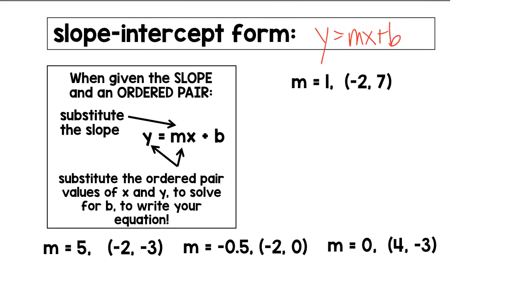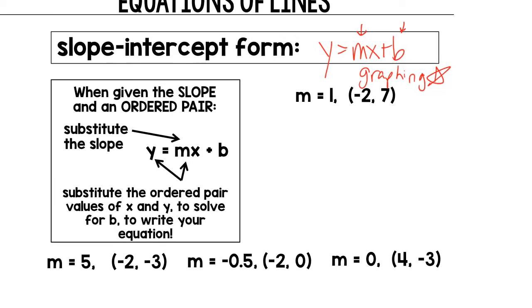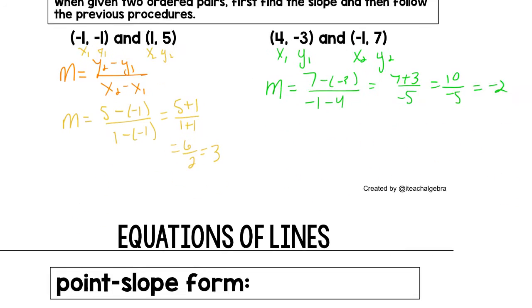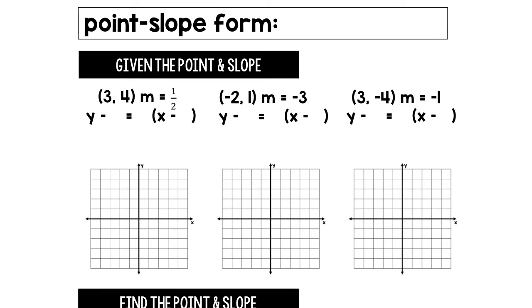In my opinion, all we are really going to use slope for is for graphing. That's what y equals mx plus b is important for, because you have the slope and the y-intercept. That's mostly what we care about slope-intercept form for. Flip your paper over, and now we're going to talk about point slope form.